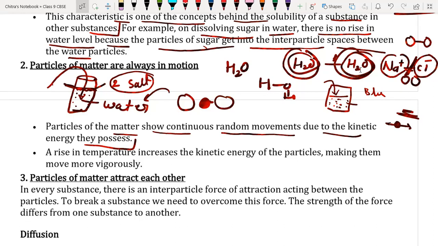So when the energy level increases, due to the increase in energy, the particles perform random and fast motion about their respective positions only, the mean position. So the second point has been explained here.